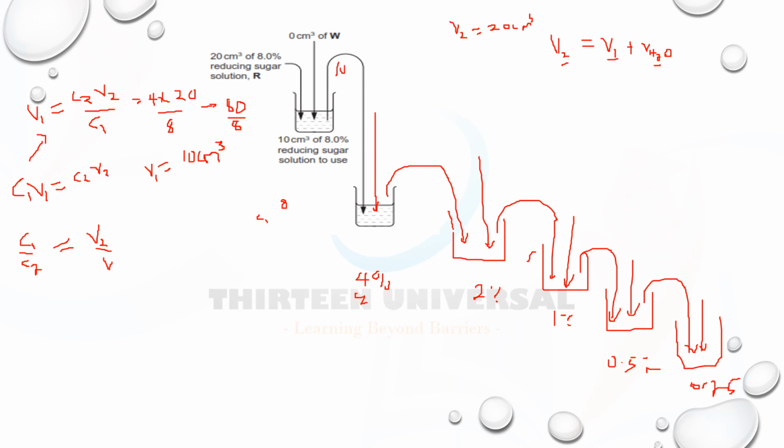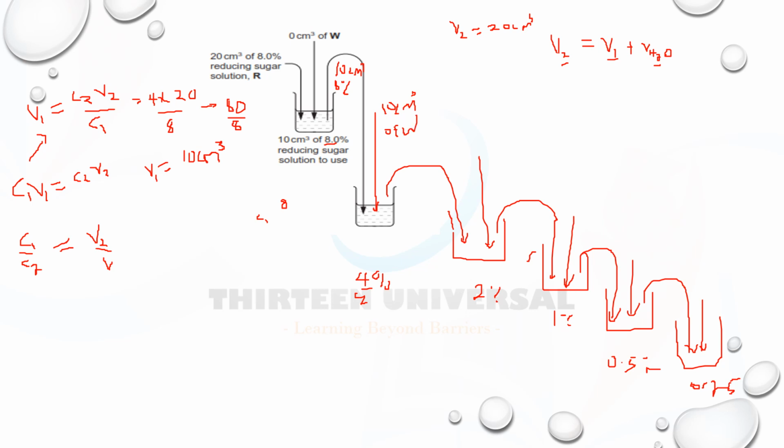So what should be here is 10 cm cube. That's what I'm taking here. This is what you're going to do in the lab before you start the experiment. 10 cm cube of this 8%, because I want to use it to make 4%. And if I take 10 cm cube to make it 20, I have to add 10 cm cube of water, distilled water, so that everything becomes 20.